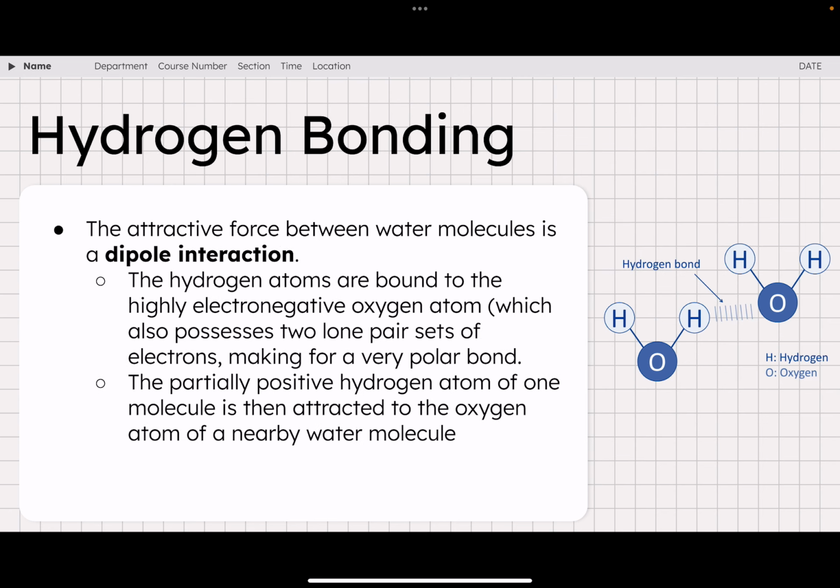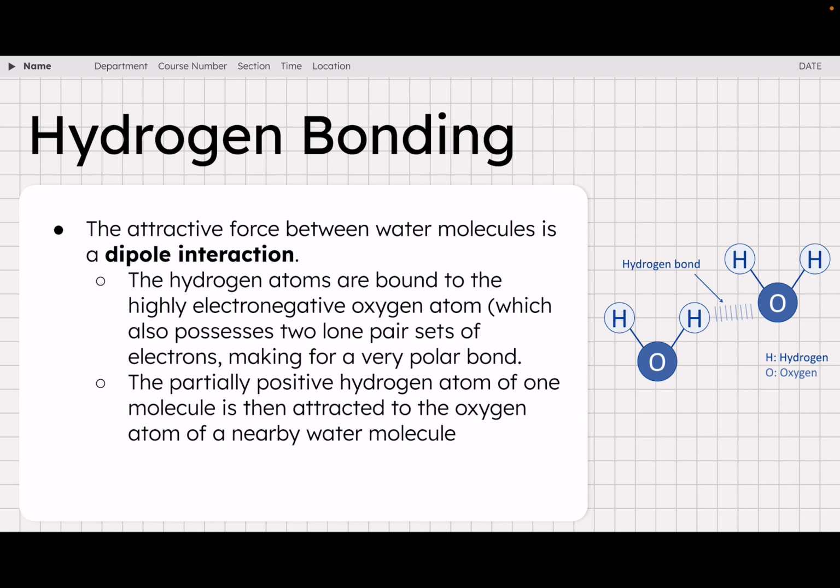Let's talk about hydrogen bonding. That's what we just talked about, right? It's the attractive force between water molecules that is a dipole interaction. Basically, the hydrogen atoms are bound to the highly electronegative oxygen atom, which also possesses two lone pair sets of electrons. Basically, they have two free spots for electrons, making them a very polar bond. The partial positive hydrogen atom of one molecule is then attracted to the oxygen atom of a nearby water molecule.